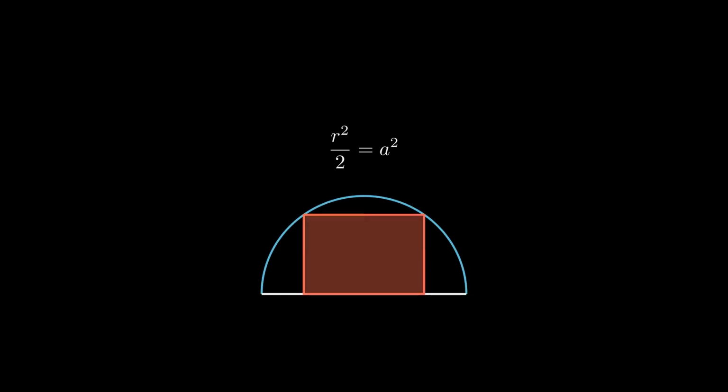Looking back at our configuration, the formula we got for half the area is this. We just have to put in the value for a in there. Thankfully, this simplifies to r squared divided by 2. As said before, this is only half of the area. To get the whole area, we multiply it by 2.